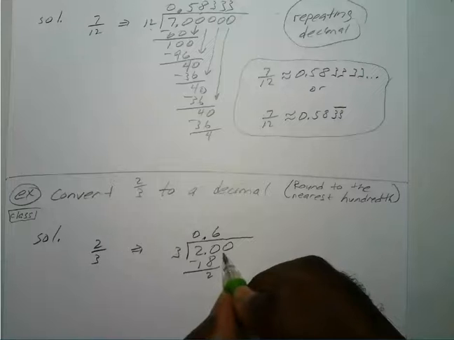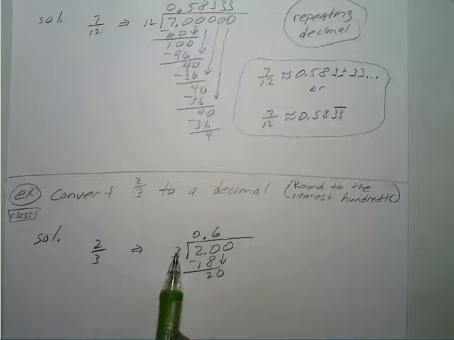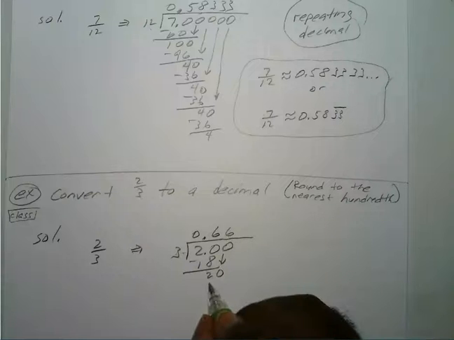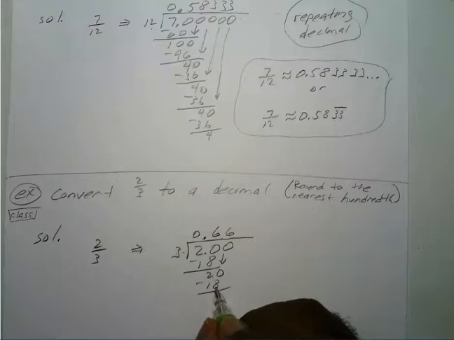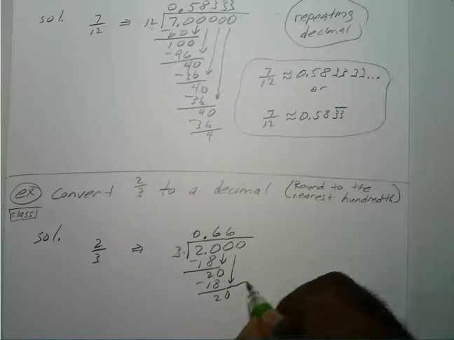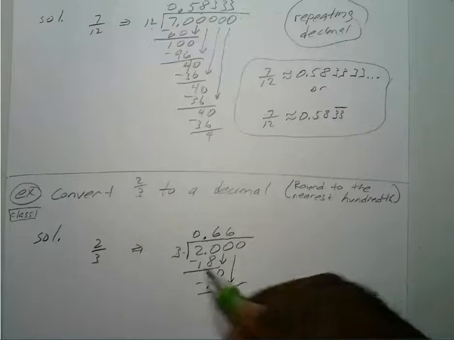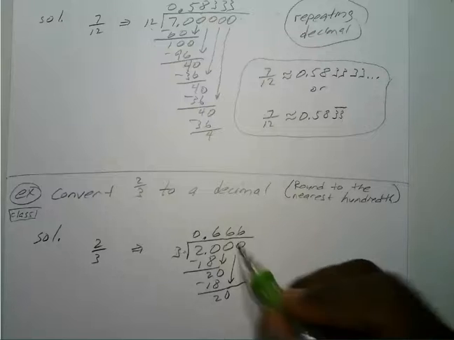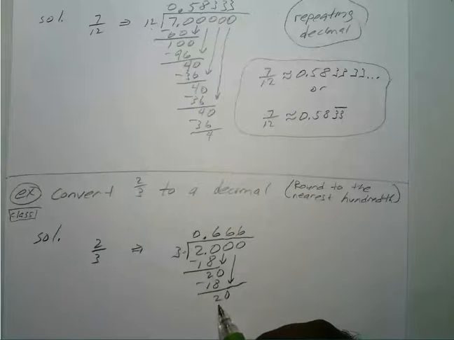So we add another decimal digit 0. 3 goes into 20 6 times. 3 times 6 is 18. 20 minus 18 is 2. So we add another decimal digit 0. And hopefully you're starting to see the pattern. 3 goes into 20 6 times. 3 times 6 is 18. 20 minus 18 is 2.